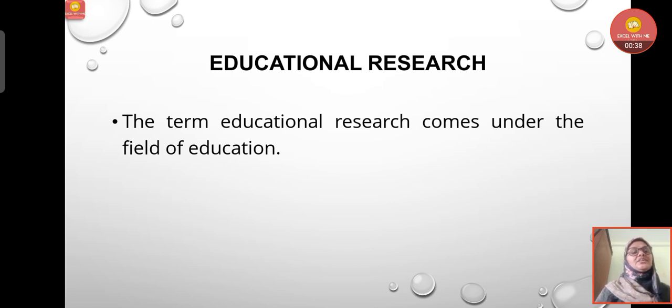Educational research. Education is related to drawing out knowledge. Research means searching again and again. What are we searching here? We are doing a knowledge-related search. Whatever problems are there, we are going to find the solution to them here. The term educational research comes under the field of education.